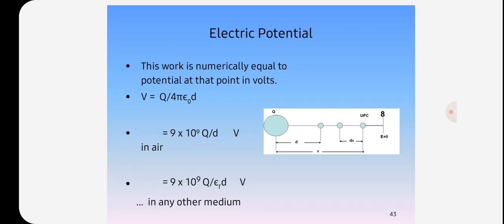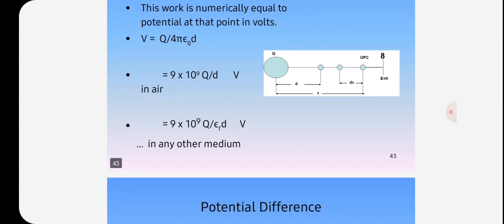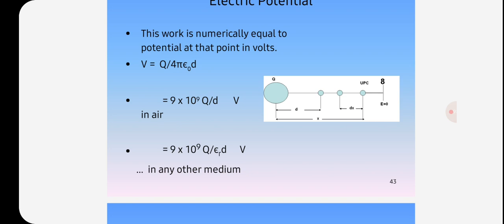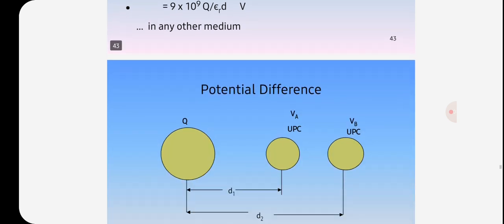This work is numerically equal to the potential at that point in volts. V is equal to q by 4 pi epsilon naught d, that is equal to 9 into 10 to the power of 9 q by d in air, and 9 into 10 to the power of 9 q by epsilon r into d in any other medium.